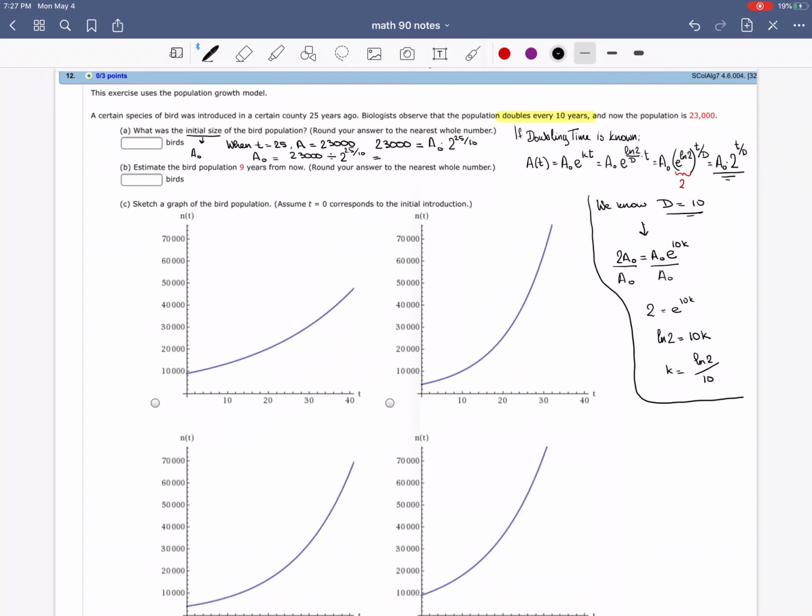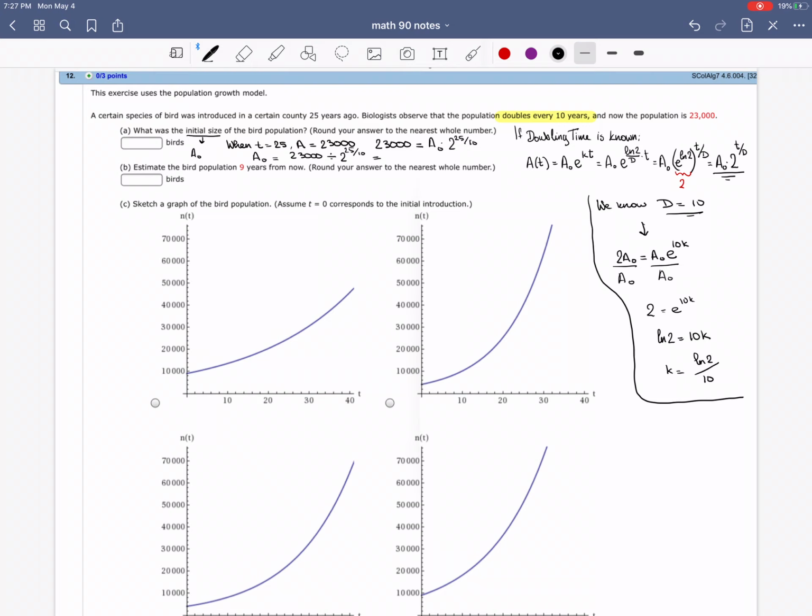So let's punch this in. And I'm going to punch it into my calculator, but I kind of want you to notice, right? If the population doubles every 10 years, that means that it's doubled twice and it's halfway to doubling a third time. So you can sort of think to yourself what would be reasonable.